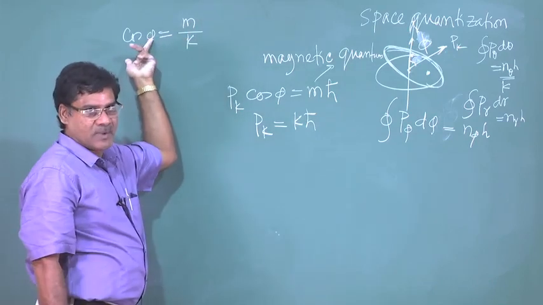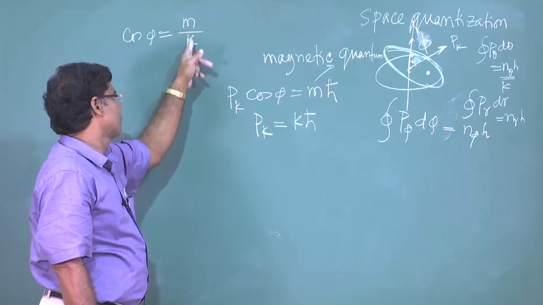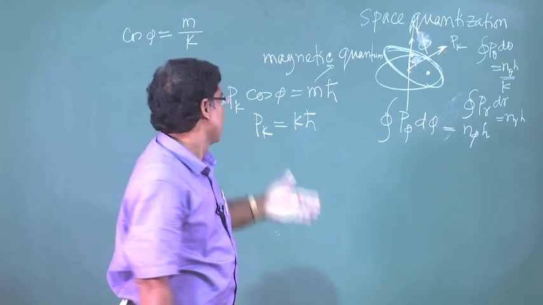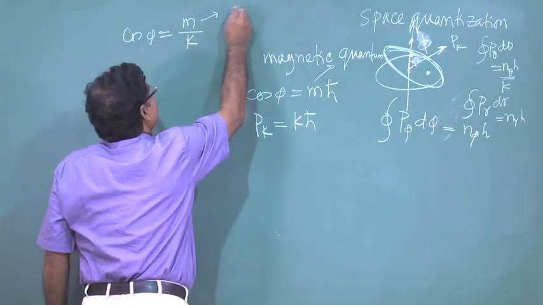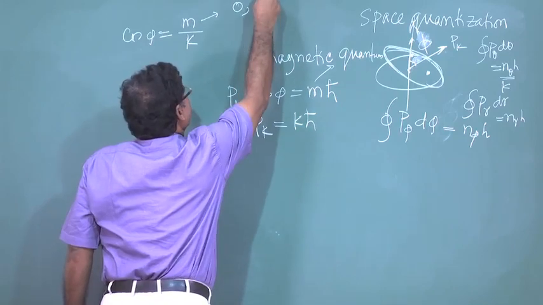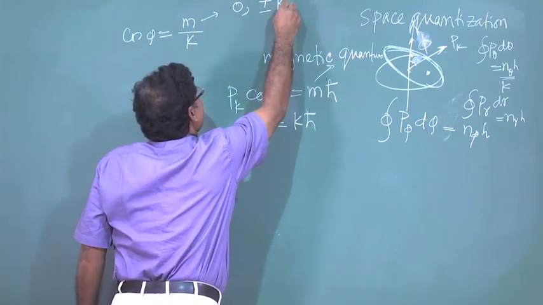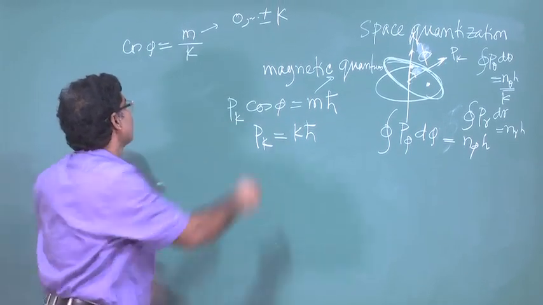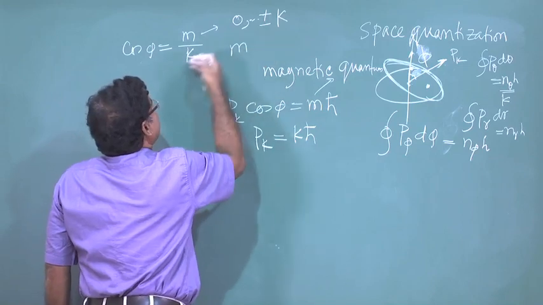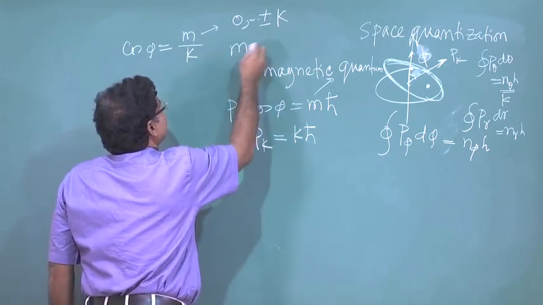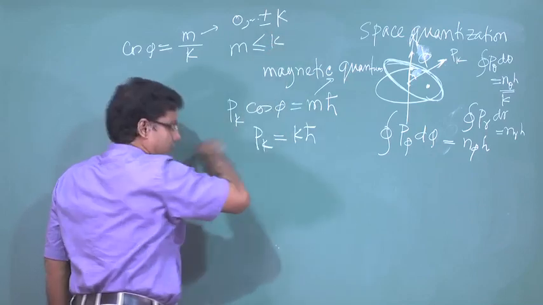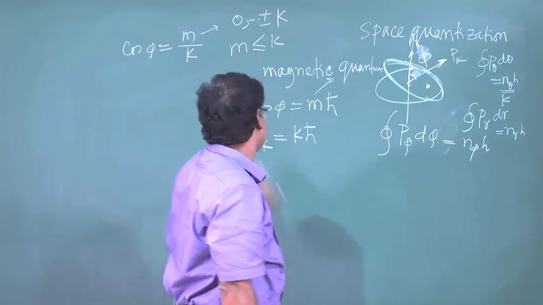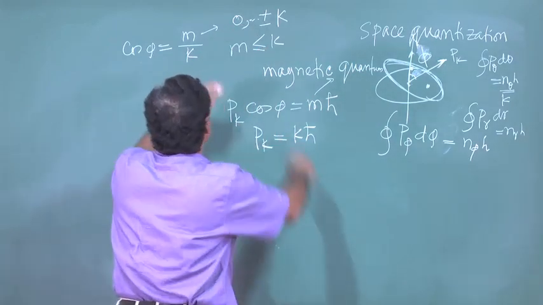When cos phi equals plus or minus 1, these two can be equal, so m can be plus or minus k. So the m value is allowed 0 and up to plus or minus k. Because m cannot be greater than k, it can only be less than or equal to k. m can be only less than or equal to k because of this cos phi. So, what are we getting?